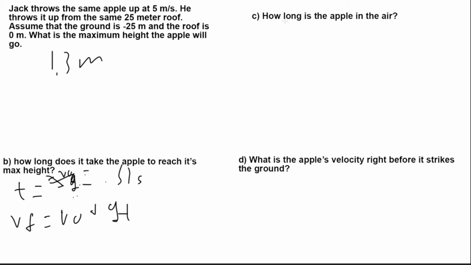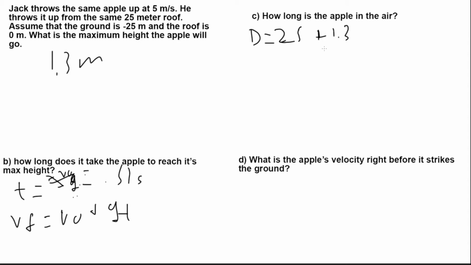So now here's the problem that is going to get a little more confusing. How long is the apple in the air? So we need to find the total amount of time that the apple is in the air. We're given that our displacement is 25. Well, now we have 1.3. I'm going to explain this as if I was doing it on my own right now. D is going to be equal to 25, as we have in the problem, plus 1.3.